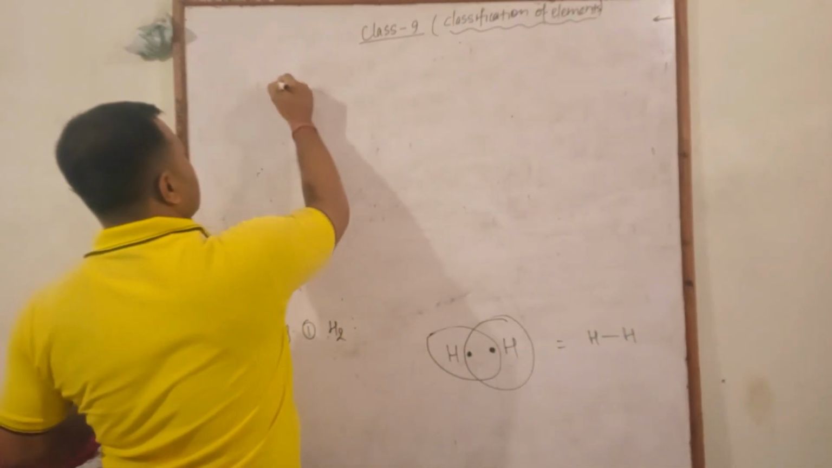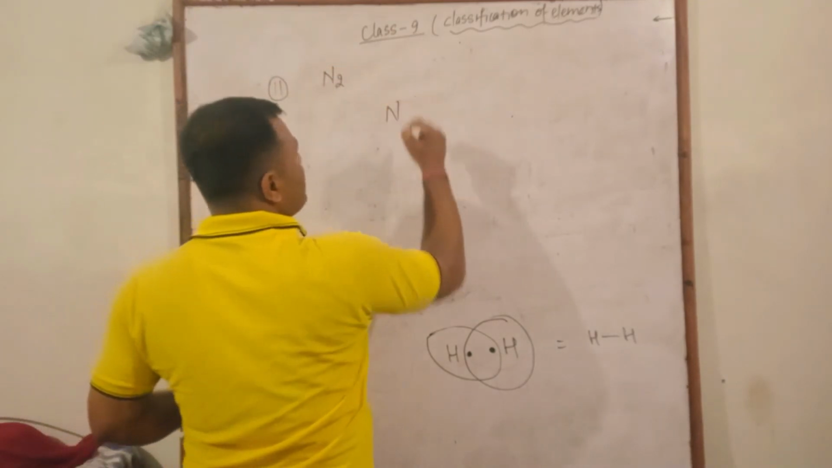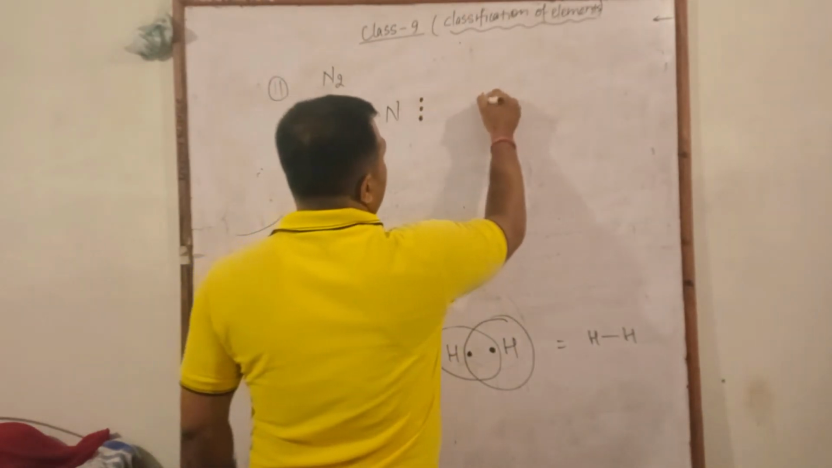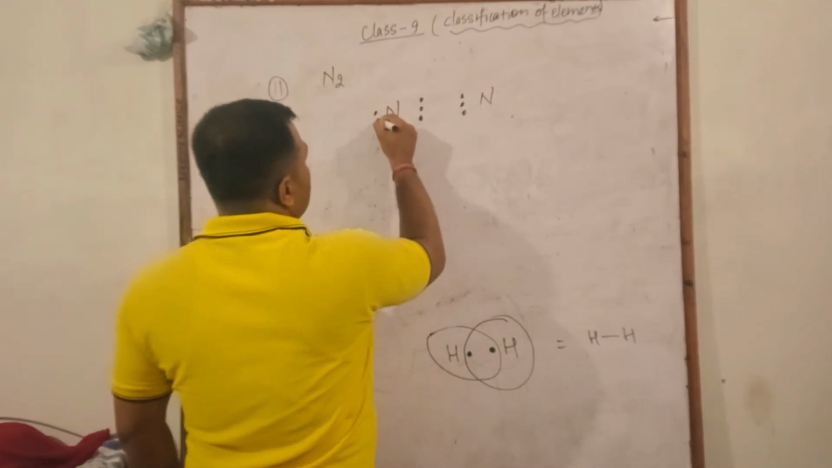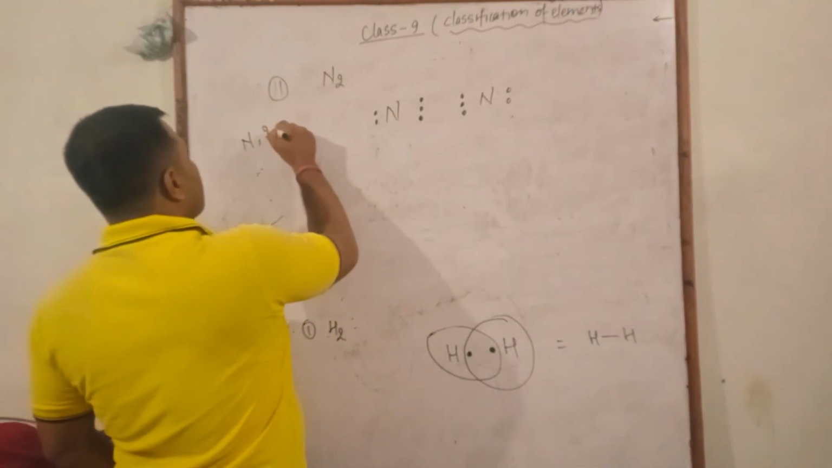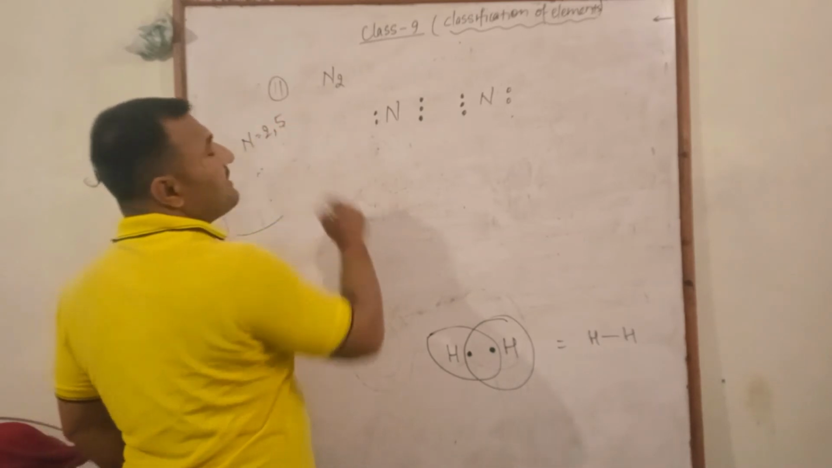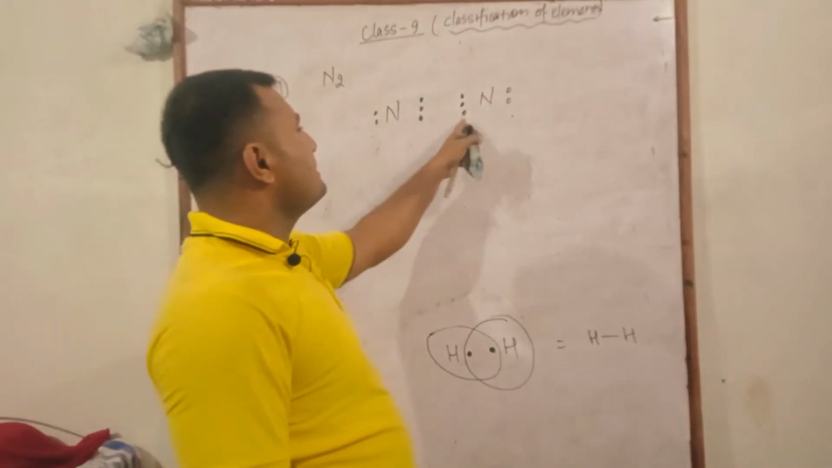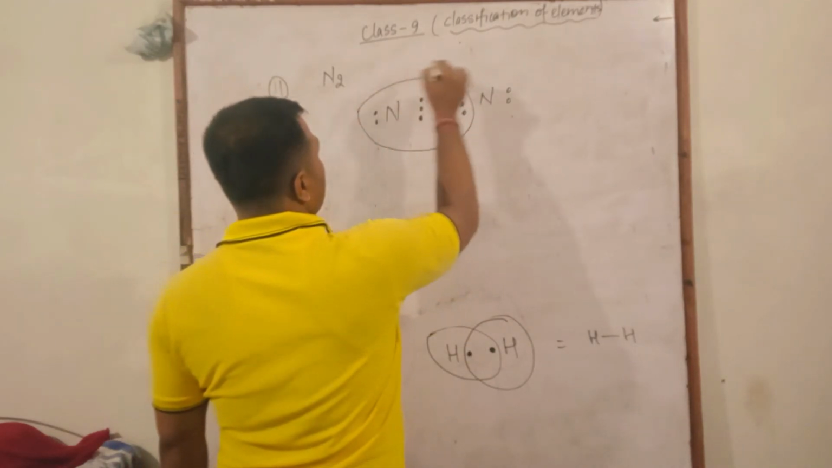Next example is here, second, suppose nitrogen. Nitrogen has 3 electrons in the valence shell, 1, 2, 3. Another nitrogen has the same number of electrons. Nitrogen contains 7 electrons, in the first shell 2 electrons, in the second shell 5, 5 plus 2 is 7, and here 5 are valence electrons. Every nitrogen needs 3 more electrons to complete the octet, and it shares 3 electrons of another nitrogen.